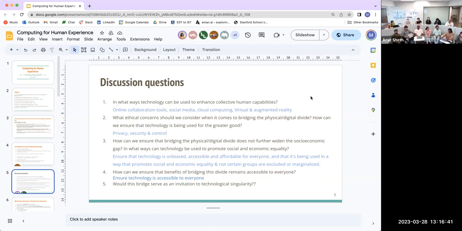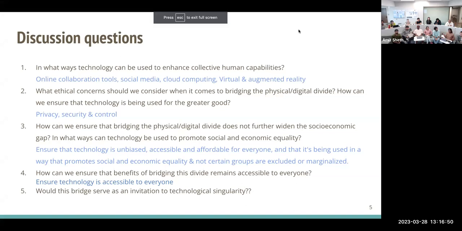So these are some of the discussion questions I thought this topic would lead into. So you can jump in and enter your talk with your ideas and critiques. The first question is, in what ways do you think technology can be used to enhance collective human capabilities? Here, by collective human capabilities, what I mean is collective learning, collective decision making, collective self-learning abilities, and also the things which we humans can do as a group very well.